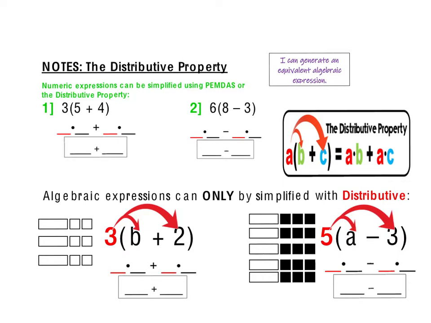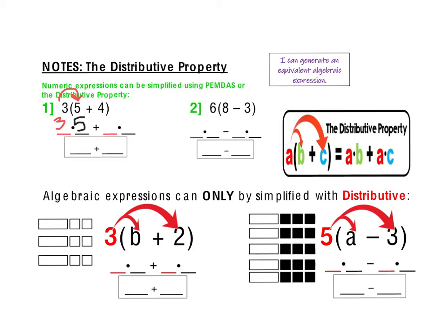And there's a graphic here. We're going to take our outside number and multiply it with both the inside numbers. So we're going to take our outside number and distribute it. First, we're going to do 3 times 5. Then see how we just repeat the add sign?